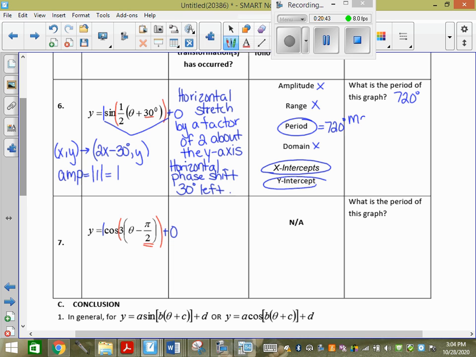So my max is D plus my amplitude. D is 0. My amplitude is 1. So my max is at 1. My minimum is 0 minus 1, which is negative 1. So I get y such that negative 1 is less than or equal to y, less than or equal to 1. And maybe negative 1 and 1 for interval notation.